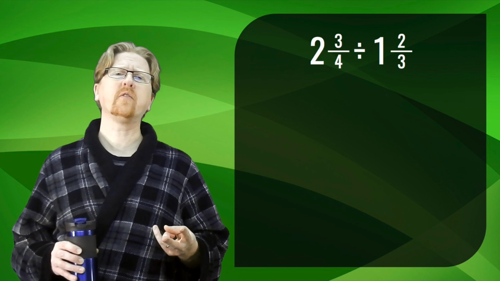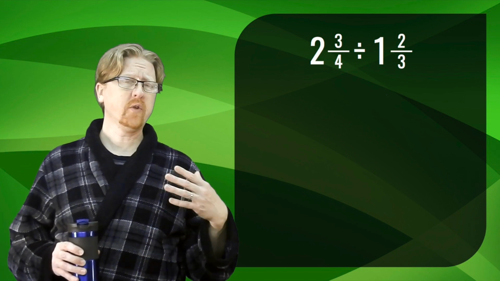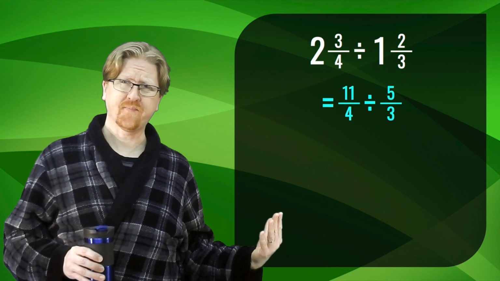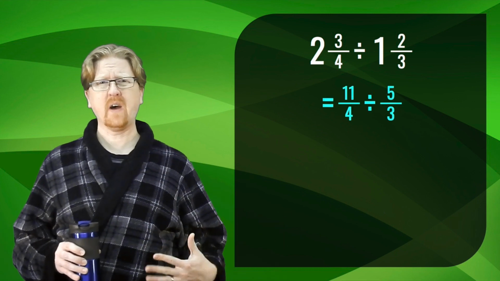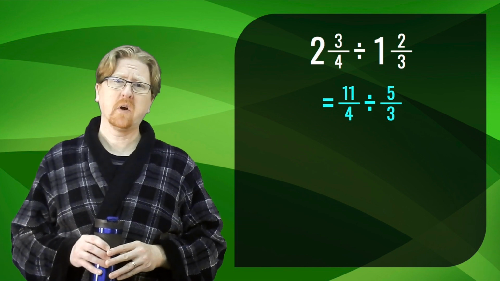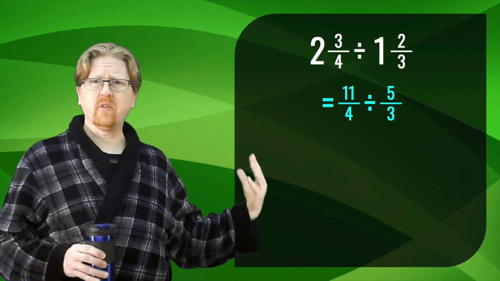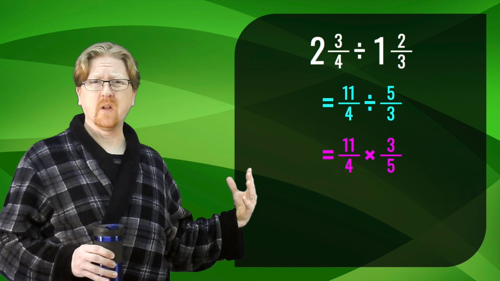So what I'm going to do here is change my mixed numbers into improper fractions. And so 2 3/4 would become 11/4. 1 2/3 would become 5/3. So that's the new division problem I'm going to do. It's equivalent to the original division problem, right? Okay. So I rewrite that as a division problem, and then I change that problem into multiplication.